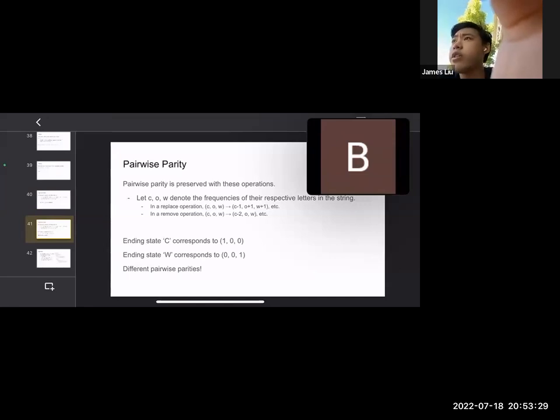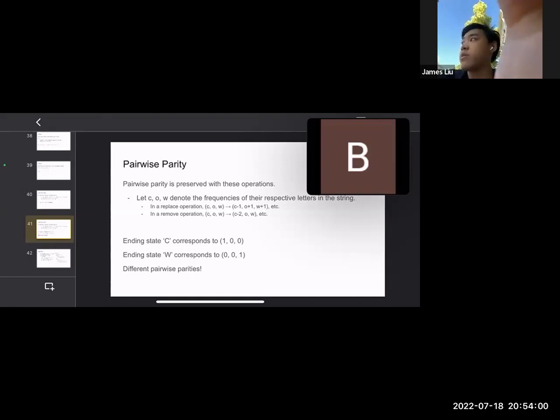Now we can see how this affects ending states, right? So if you have a single state C, it corresponds to state 1, 0, 0. And ending state W corresponds to 0, 0, 1. Now you can notice that they have different pairwise parity. That's the main thing. C plus O is 1 for ending state C, but C plus O for ending state W is 0. And you can say that for every pairwise parity.